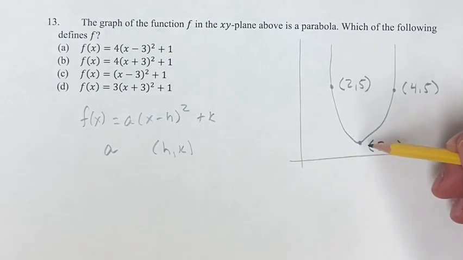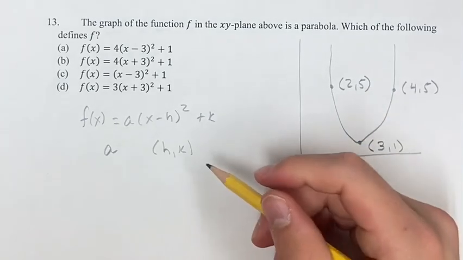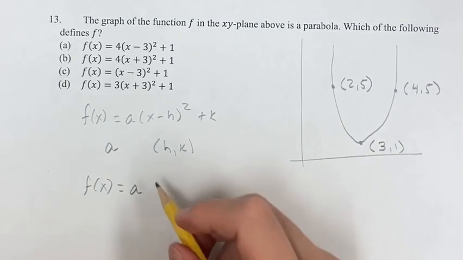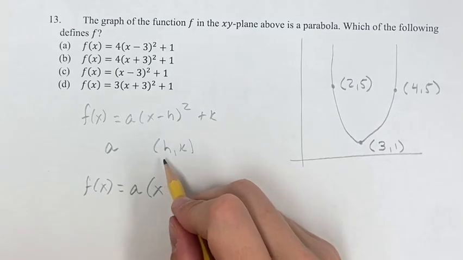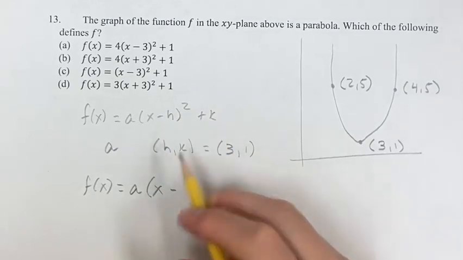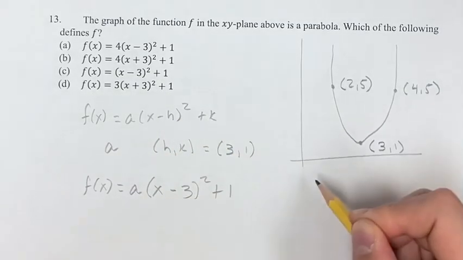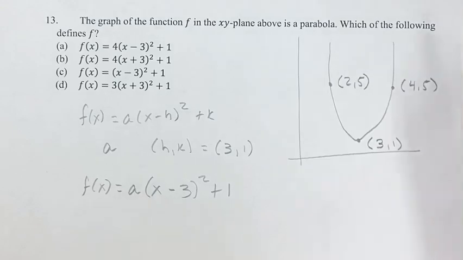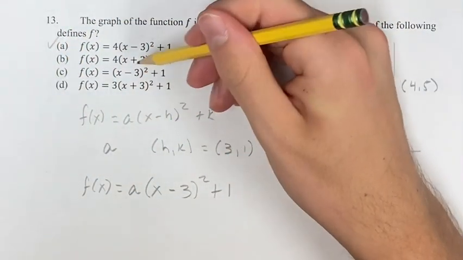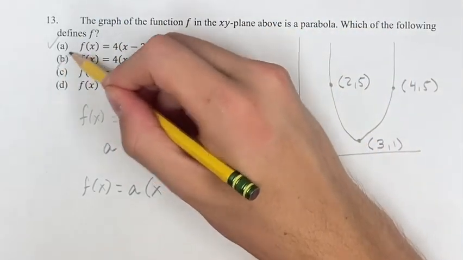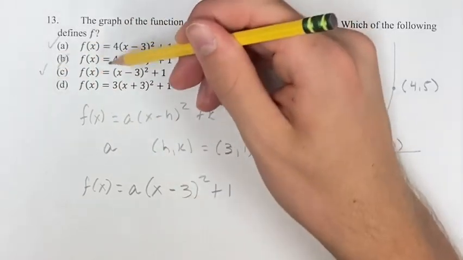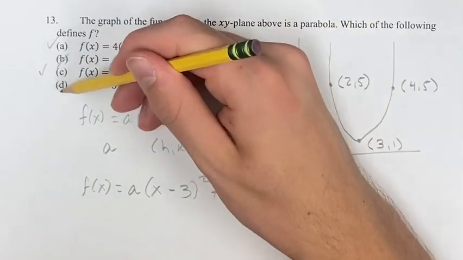So our vertex here is this point down here, (3, 1). So our equation is going to be of the form f of x is equal to a, we don't know a yet, times (x minus h), and if (h, k) is equal to (3, 1), it's going to be (x minus 3) squared plus 1. If we look at our options here, we have (x minus 3) squared plus 1, perfect. (x plus 3) squared plus 1, that's not the case. (x minus 3) squared plus 1, this is good. (x plus 3) squared plus 1, not good.